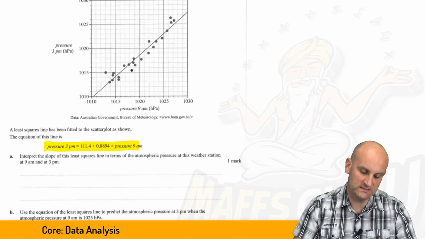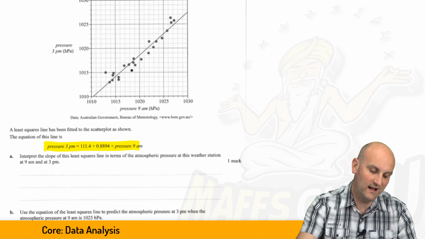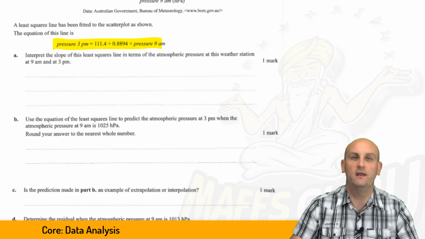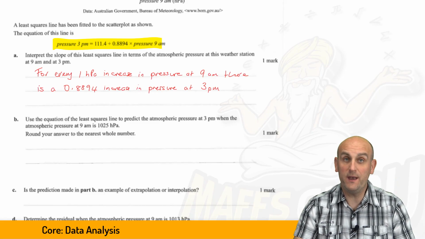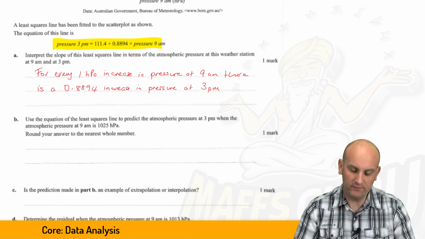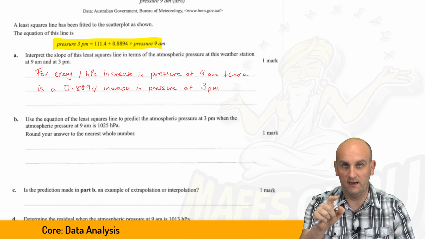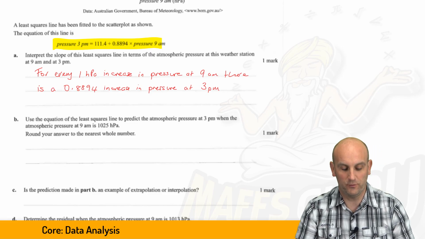Interpret the slope of this least squares line in terms of the atmospheric pressure at this weather station at 9 a.m. and at 3 p.m. I love these questions. I'm going to zoom in a little bit, write my answer, and fade straight back in. So for every 1 hectopascal increase in pressure at 9 a.m., there is a 0.8894 increase in pressure at 3 p.m. That's very much the gradient. For every 1 I'm going across at 9 a.m., I'm going up 0.8894 for 3 p.m.